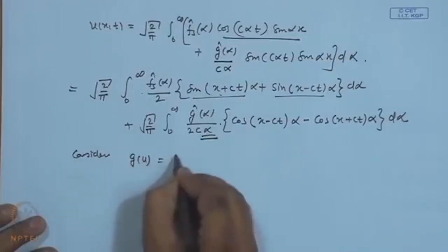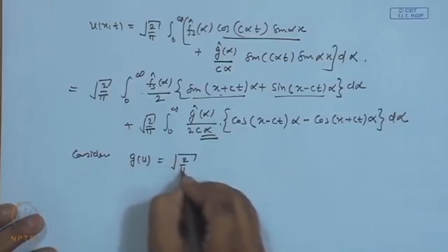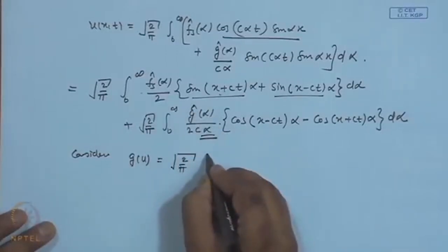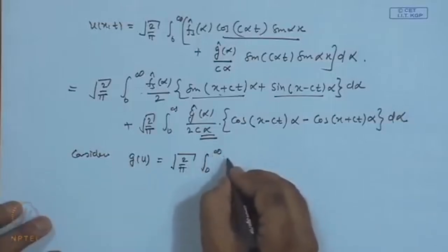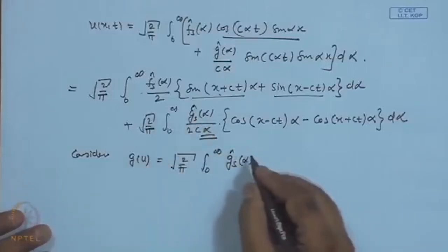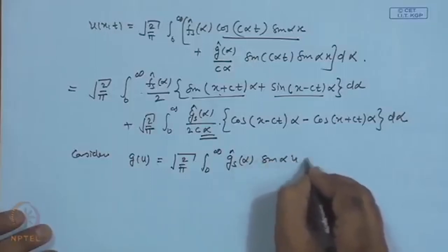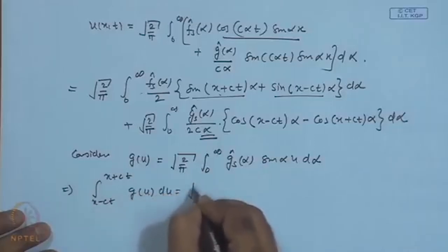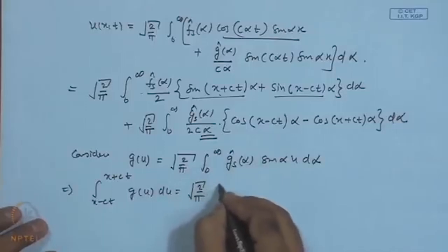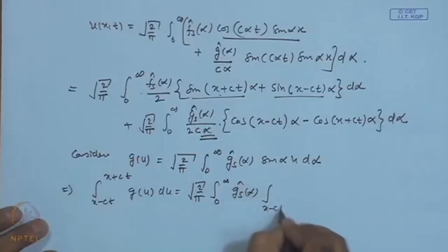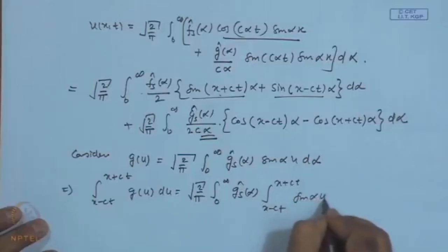consider a function g(u). So, g(u) is the inverse Fourier transform of this ĝ(α). So, we have 0 to infinity, the Fourier sine transform ĝ_s(α), this is all Fourier sine transform, and then we have sin(αu) dα. And if we integrate this from x−ct to x+ct, g(u) du, 2 over π, we also change the order of integration. So, first 0 to infinity will come ĝ_s(α), and then x−ct to x+ct will come sin(αu) dα.